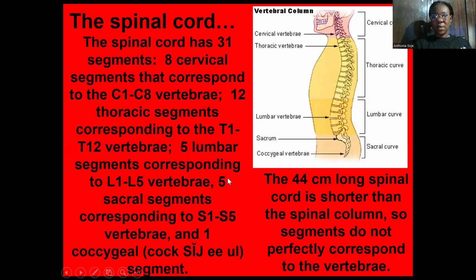The 44 cm long spinal cord is shorter than the spinal column. So the spinal cord is much shorter than the spinal column in some respect, and segments do not perfectly correspond to the vertebrae. When you want to check the spinal cord versus the vertebra, it may not correspond 100% because of that discrepancy in length.